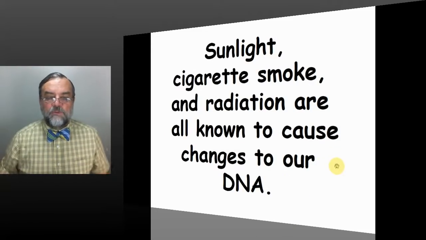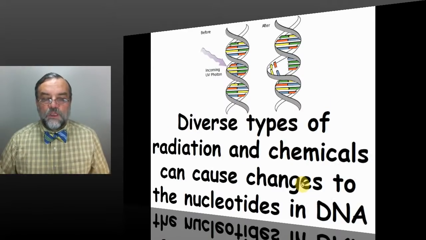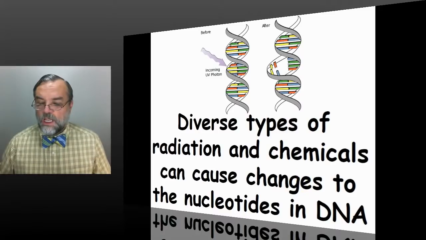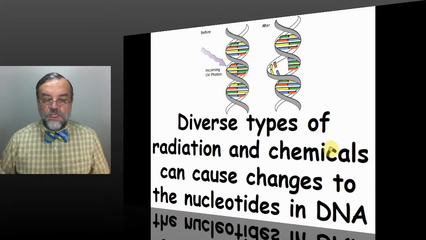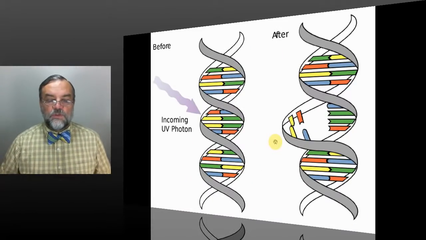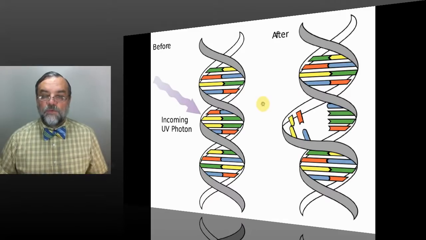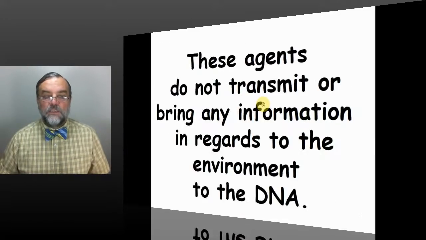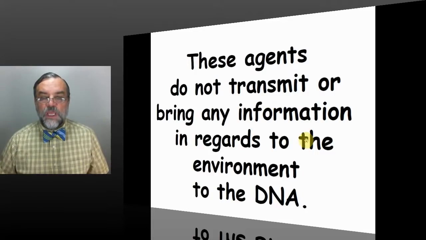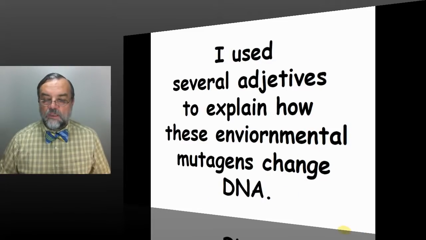Sunlight, cigarette smoke, and radiation are all known to cause changes to our DNA. Diverse types of radiation and chemicals can cause changes to the nucleotides in DNA. We showed a picture earlier of radiation that may be coming even from the sun and breaks some nucleotides in a DNA chain. These agents do not transmit or bring any information in regards to the environment to the DNA.